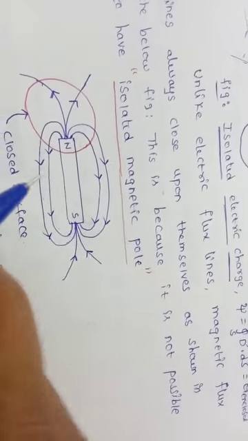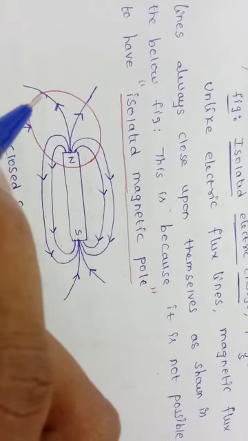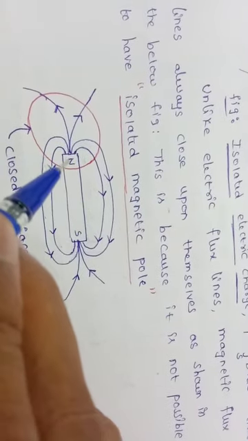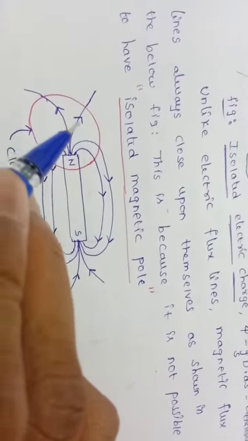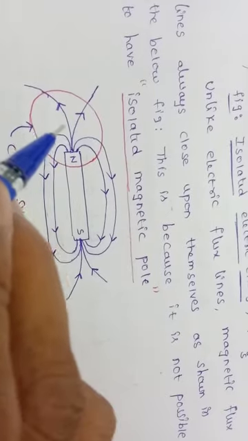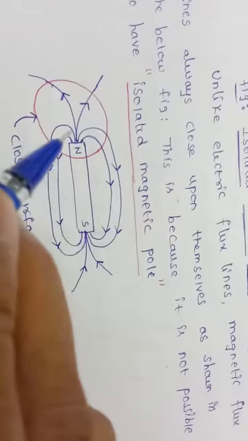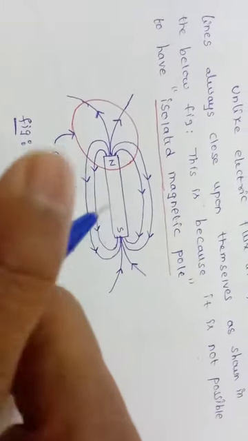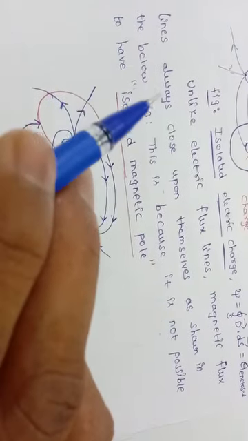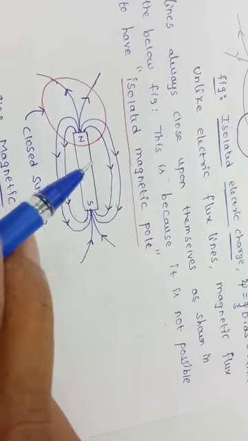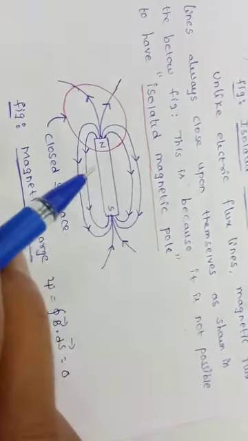Is it clear? Now if you consider a closed path here, since it is not going to stay here, why? Because we do not have any isolated pole here. If we have an isolated pole, we can say that it is going to be stored in the closed surface, but it does not contain any isolated pole. Therefore I said that unlike electric flux lines, magnetic flux lines always close upon themselves. It is because it does not have any isolated magnetic pole. Is it clear?